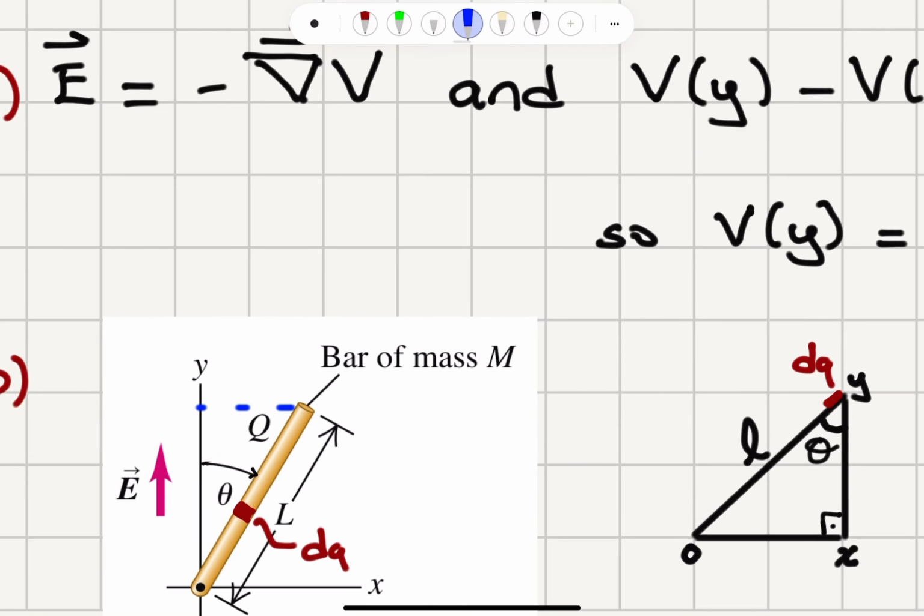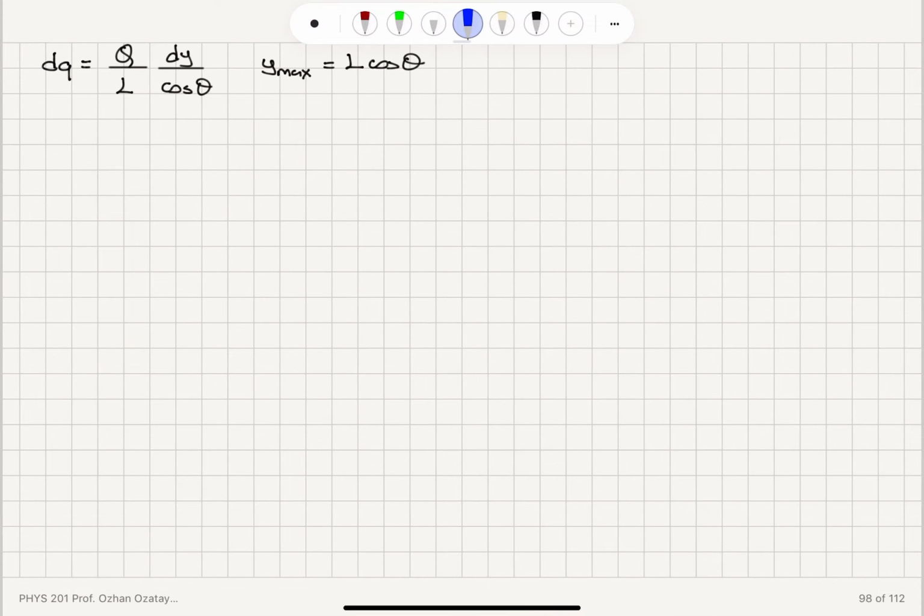So here I have L cosine theta as the maximum value of y. All right, so the potential energy then is U equal to the integral from y equals 0 to y equals its maximum value, y max, of the potential V of y multiplied by dq. Remember, potential by definition is the potential energy per charge. So this will be integrated between 0 and capital L cosine theta.